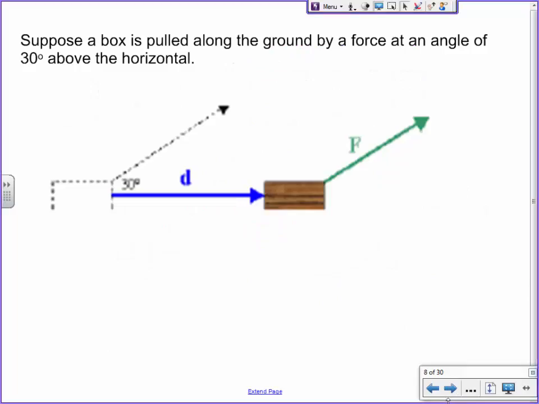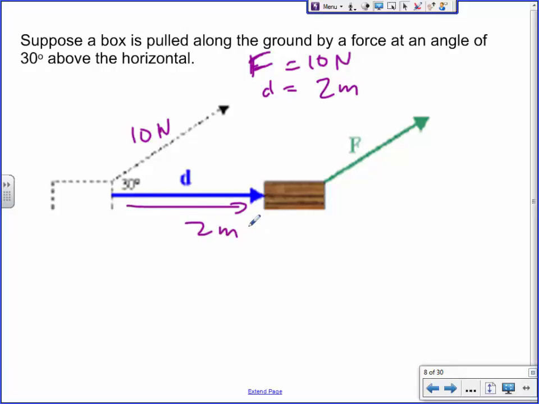So let's try an example. It's actually not that hard. Suppose the box is pulled along the ground by a force at an angle of 30 degrees above the horizontal. I didn't actually give any numbers, so let's just make some up. Let's say the amount of force that you used was 10 newtons. So this is 10 newtons. Let's say the distance that it traveled was 2 meters. So this is 2 meters.